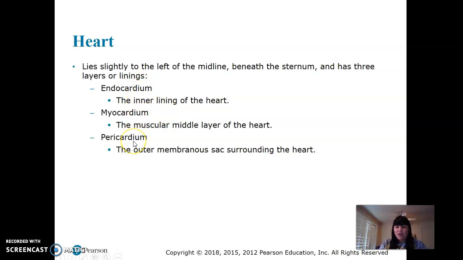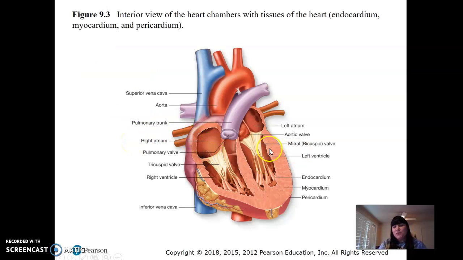Endocardium, myocardium, pericardium. If we cut through the heart, right here are the heart walls. It's considered a hollow muscular organ, okay? Hollow, it has to be hollow because the blood's going to flow through. Muscular, yes, there's muscle, okay? And then the endo is inside. The endocardium, cardio means heart. Endocardium is going to be here. Myo, what did myo mean? Muscle, right? Muscle, okay? So here's the myocardium.